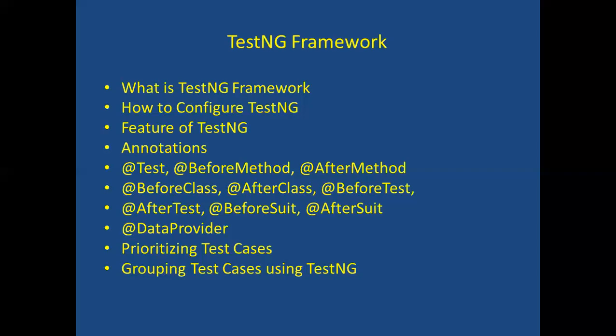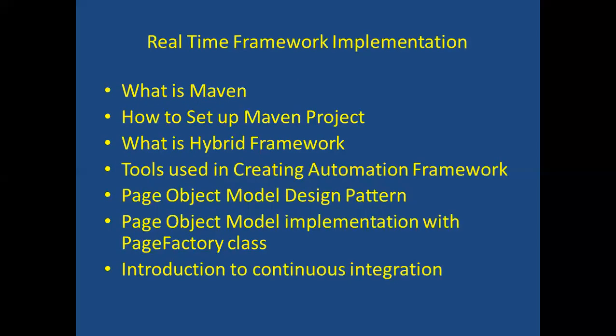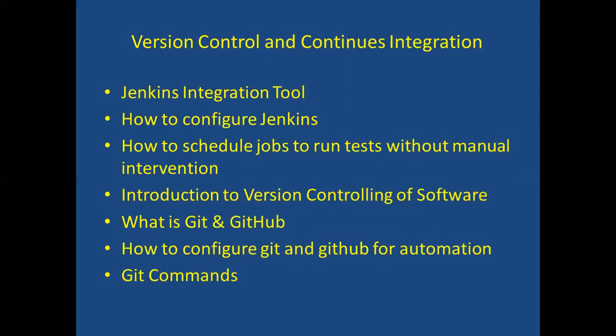And apart from that, we'll come to the real-time framework implementation using different tools. So here we learn about different tools like Maven, and we'll work on the Eclipse IDE, and then we'll set up a framework. We'll set up a hybrid framework using the Selenium tool and the page object model design pattern, and we'll use an Excel sheet to read and write data, or we'll use SQL Server to read and write the data. And then we'll also learn about the continuous integration tool, that is Jenkins, and how we can version control software using Git and its commands.